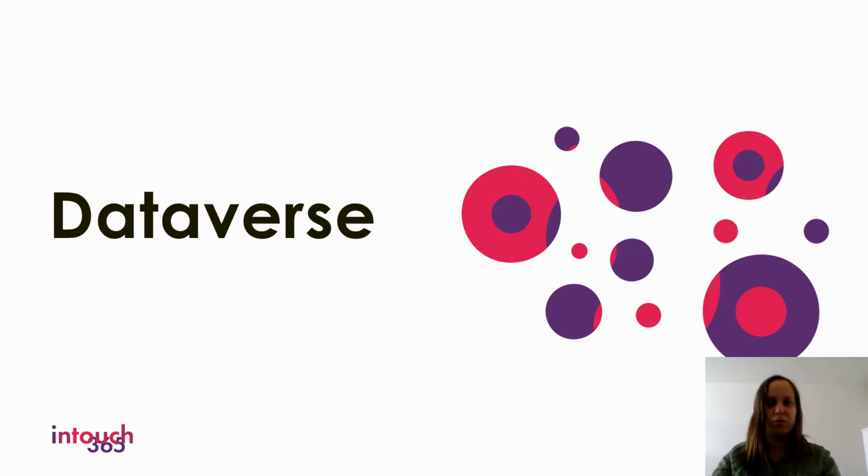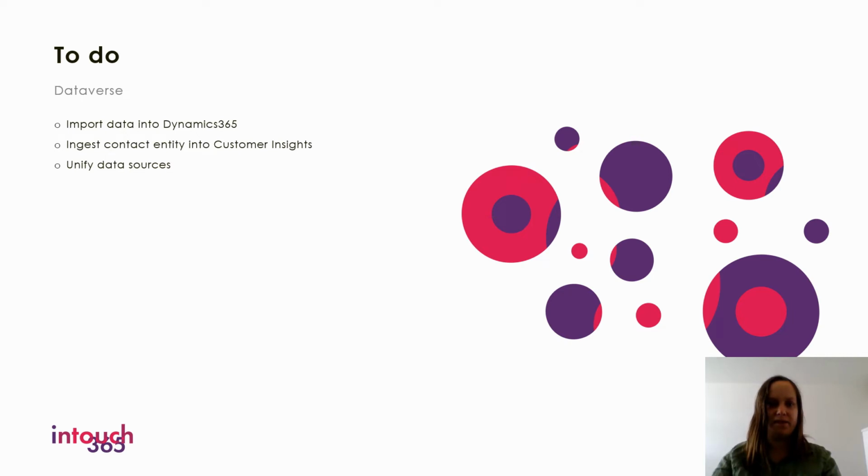In this video, we'll add data from Dataverse to our Customer Insights environment and make sure we can actually use the Dynamics Marketing environment. To do this, first we need to make sure we have the right data in our Dynamics Marketing environment. Then we'll ingest the contact entity from Dataverse and go through the unification process. If this went well, we will see this in our customer profiles.